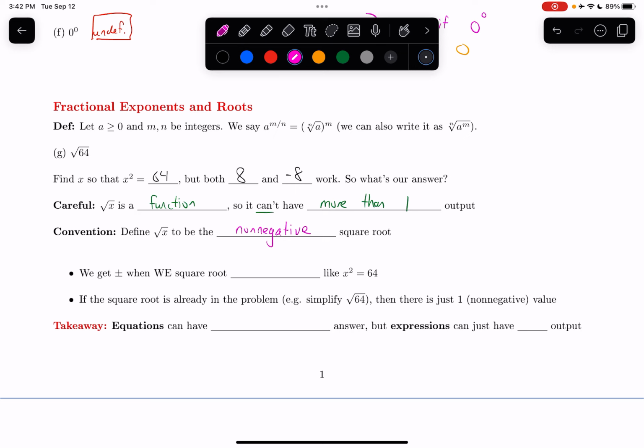So as a result, with the square root of 64, we say the answer is just 8. It's not plus or minus 8. It's not -8. It's just 8. Because there's got to be just one output, and the convention is that we pick it to be the non-negative output.